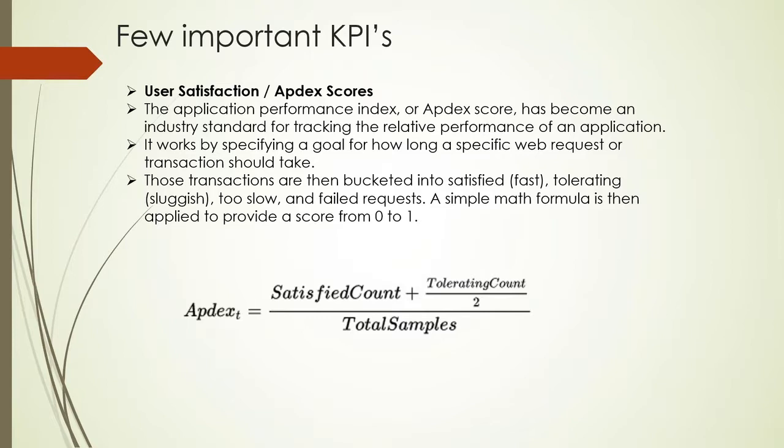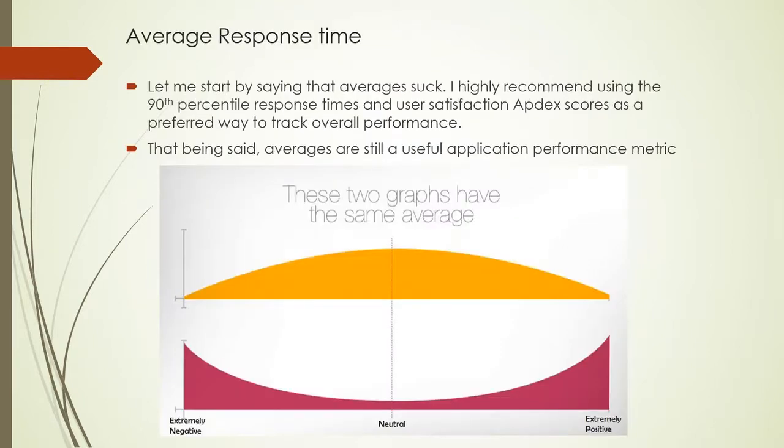And there is a formula from which the application index can be derived: satisfied count plus tolerating count divided by 2, divided by total samples, right? Then next we saw the average response time and how it is not good to report average response time. We can see from the image on the screen that both graphs have the same averages, but they are reporting different application behavior. The first graph says the response time of the application is very much in proportion with the user load, and the second graph says it's inverse, right?